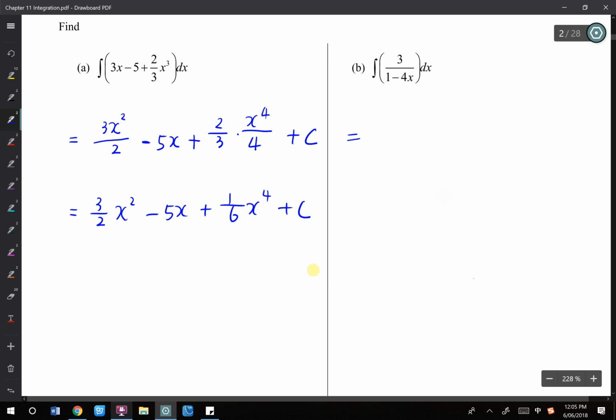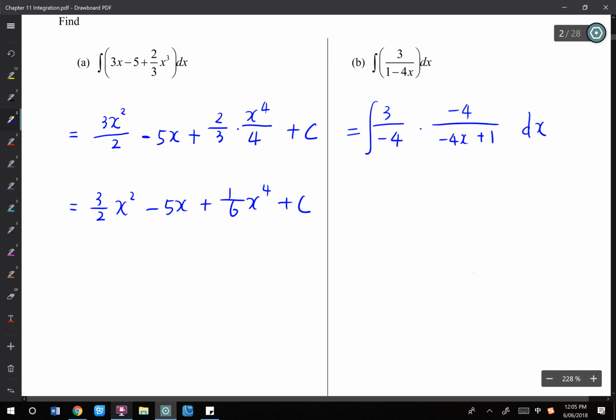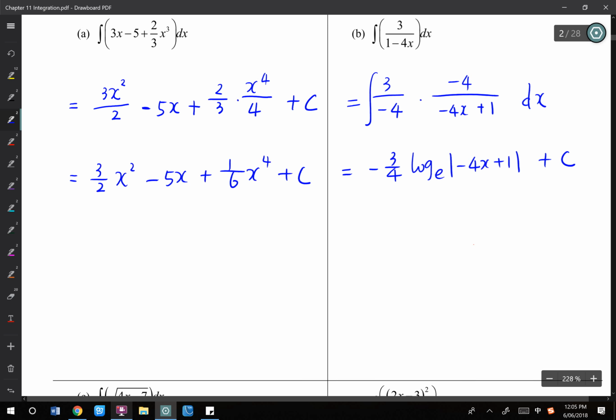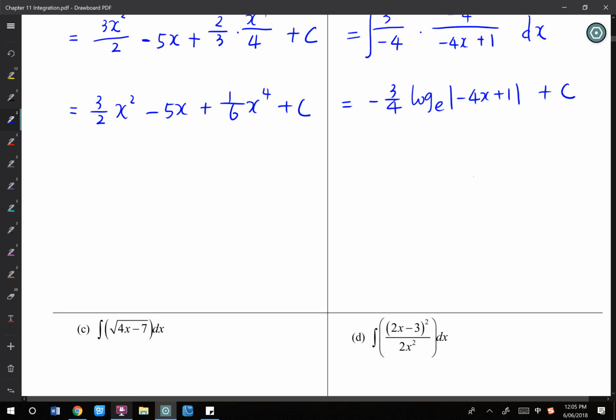Okay, B, I have talked about B yesterday, so I will make the form into this. I changed the form into this. Well, the integral sign is still there. I'm just changing the functions in between. So that's minus 3 over 4 log e absolute of minus 4x plus 1 absolute plus C. Okay, that's the one we did in class yesterday.